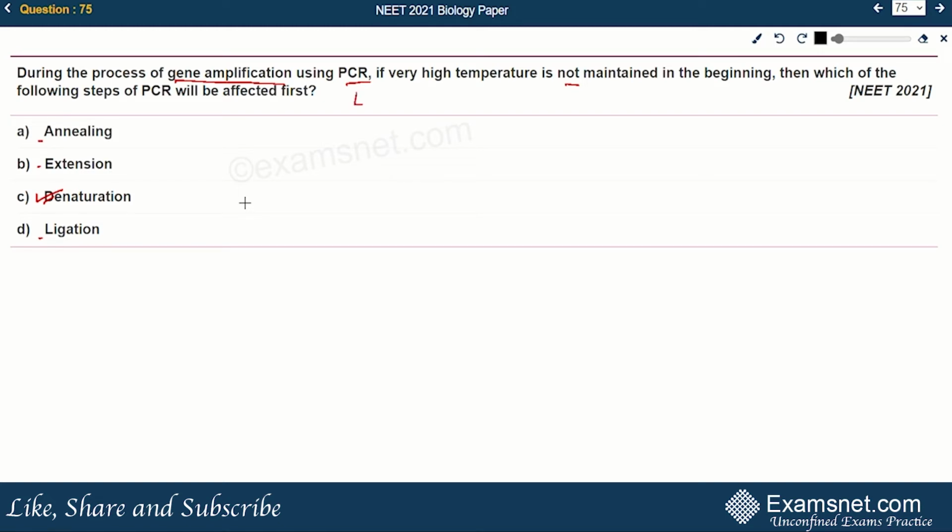Okay. So what is PCR? PCR stands for polymerase chain reaction, right? And it consists of 3 steps. The first one is denaturation.